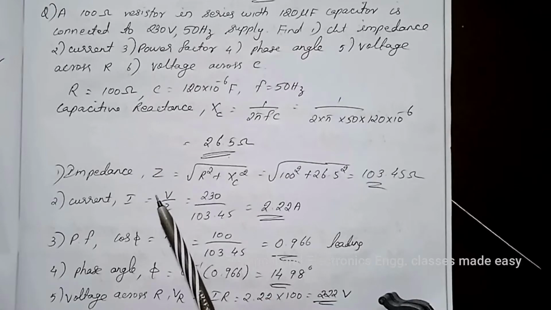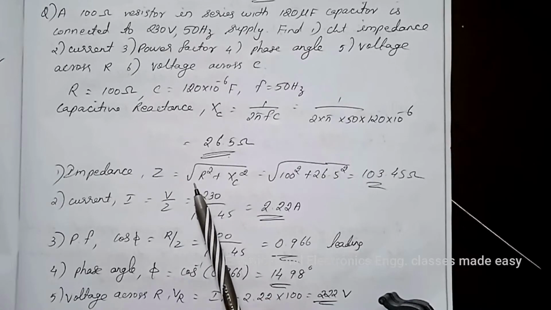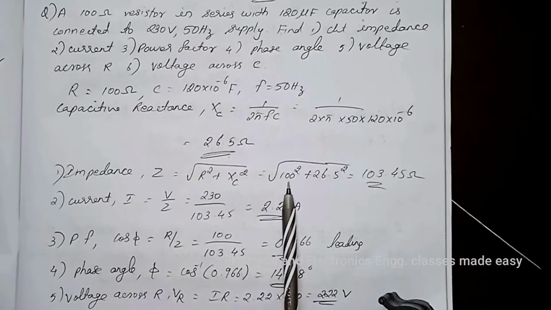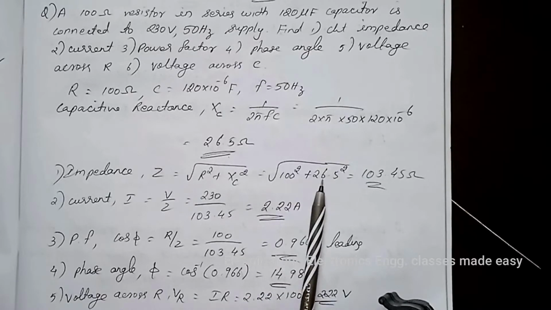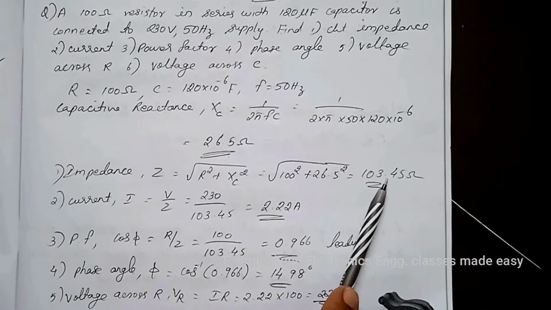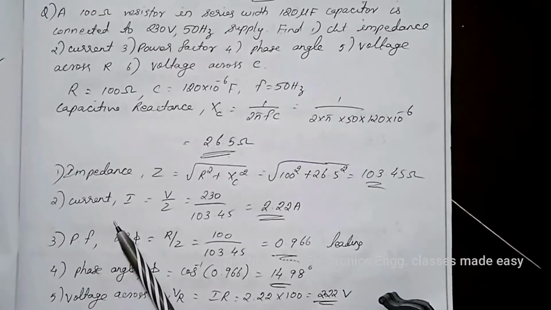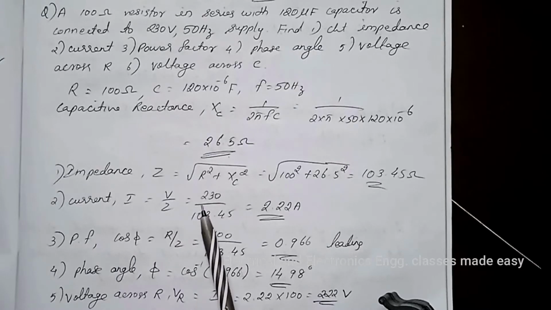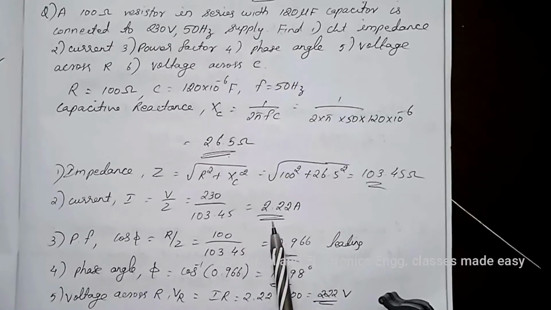Now we can calculate the impedance. Z is equal to square root of R square plus XC square. That is equal to square root of 100 square plus 26.5 square and is equal to 103.45 ohm. And current I is equal to V by Z, that is equal to 230 divided by 103.45, that is equal to 2.22 ampere.